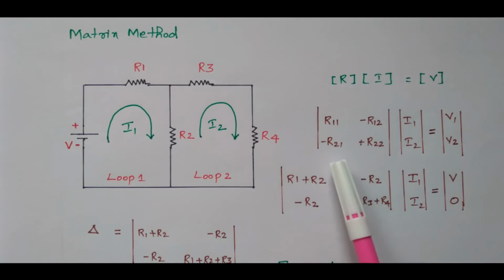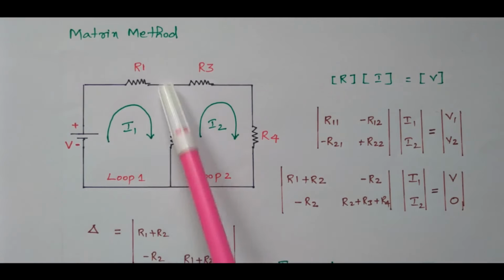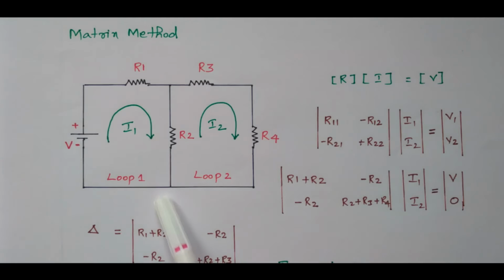Then what is R21? The common resistor available between 2 and 1, second loop to first loop. That is also the same. So R2 only. This R2 is connected between loop 1 and 2, or loop 2 to 1. Then what is R22? R22 means the total resistor available in the second loop.